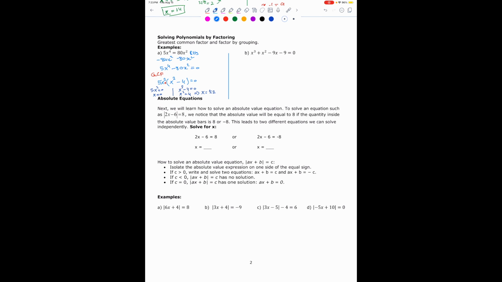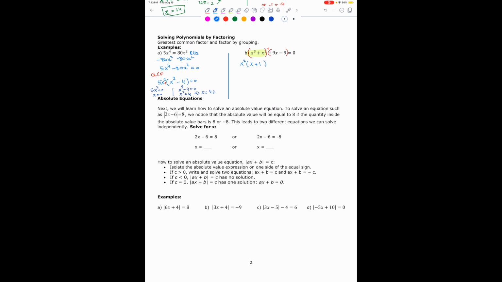For the second one, I'm going to regroup the first two terms together and the last two terms together. So I will regroup like that. And then I'll put a plus sign since there is a minus here. So I will keep the minus with the 9. So now from the first binomial, I can take the greatest common factor, which is x squared, out. So what's left between the parentheses is going to be x plus 1.